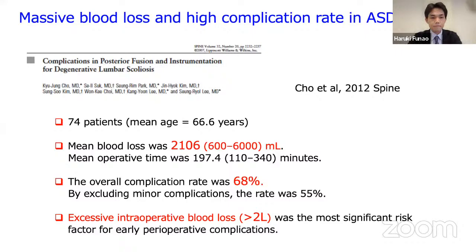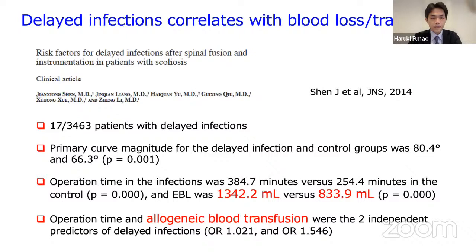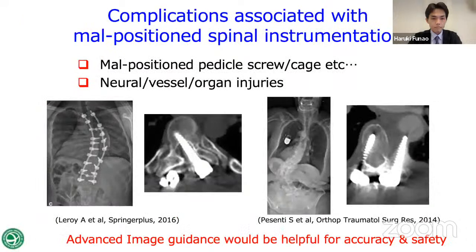Another study also showed that blood loss was significantly greater in the patients with delayed infections. Thus, we have to reduce blood loss during adult spinal deformity surgery to minimize surgical site infection and complications. Implant-associated complications should also be avoided. Misplacement may lead to neural, vessel, or organ injuries. Advanced image guidance would be helpful for accuracy and safety, especially in spinal deformity surgery.